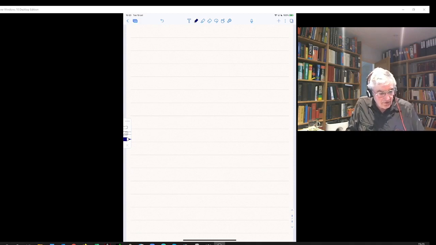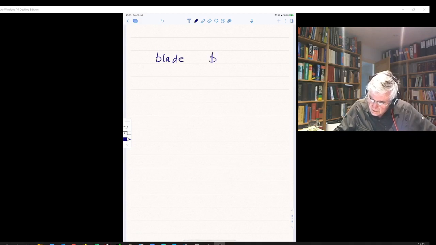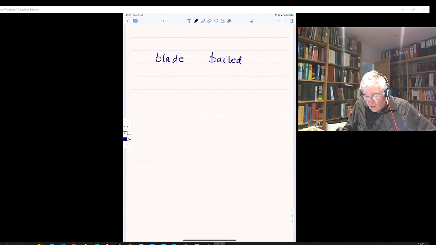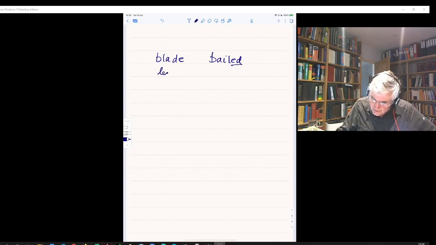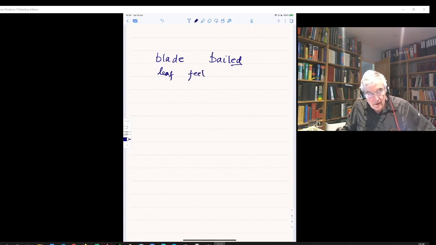It goes on, some sounds are modified according to their phonetic environment. Let me give you an example. Let's look at the English word blade and bailed. The l before a vowel is a light l sound, but before a consonant it's a dark l sound. Blade, bailed. And look at the difference between, for example, leaf and feel. Leaf with a light l and feel with a dark l sound.